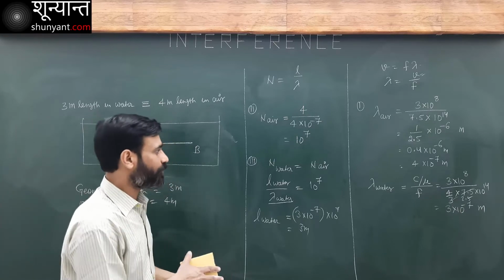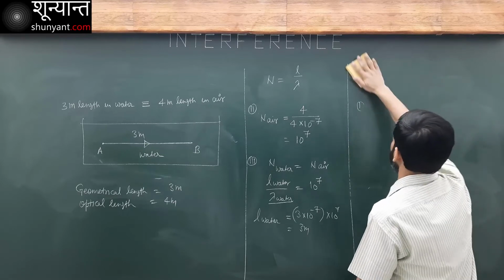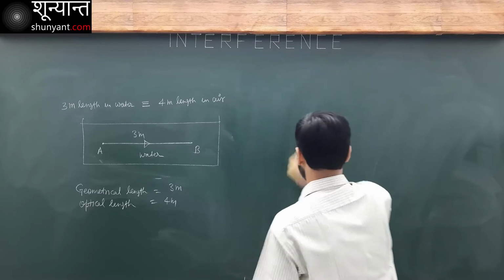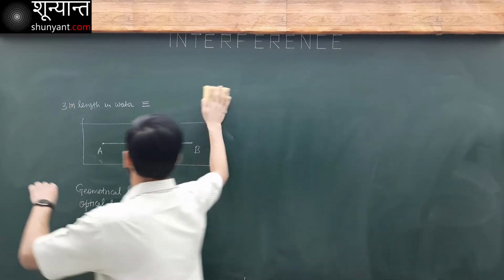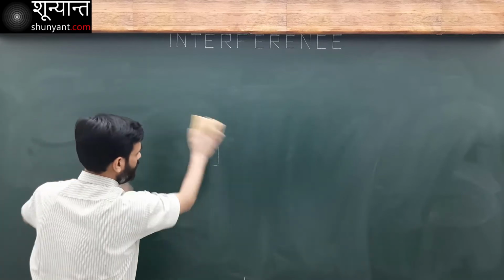Let's do one more problem. Then it will become more clear. And actually we will derive one formula. Optical length, geometrical length. Let's understand it through one more example.